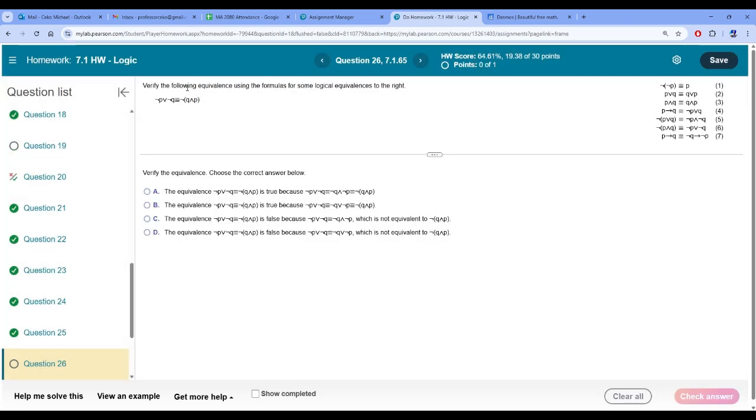All right, verify the following equivalence using the formula for some logic at the right. So, not P is P. P or Q is equal to Q or P. P and Q is equal to Q and P. If P implies Q, then not P or Q. I think it's this.